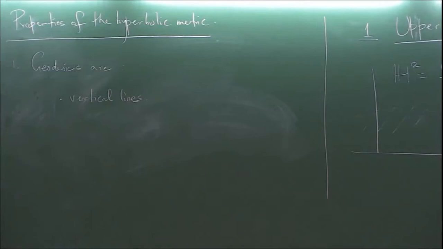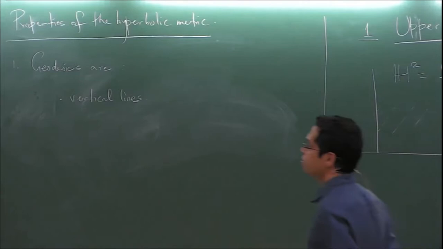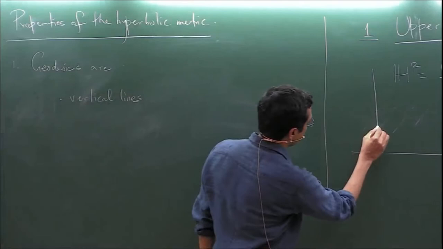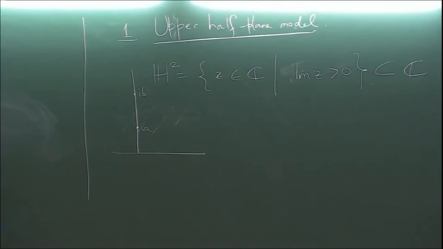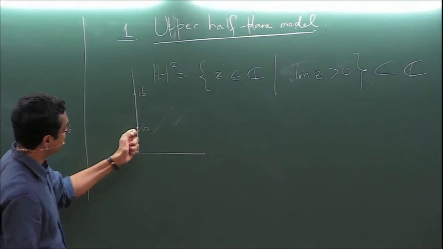I left it as something to figure out. So vertical lines are indeed the shortest path. If you take two points, let's say i times a and i times b, that are on the same vertical line, then it's not too hard to convince yourself that the shortest way to go from here to there is in the vertical direction.